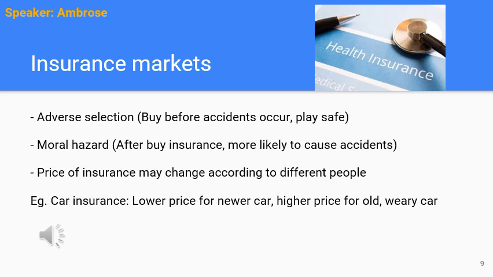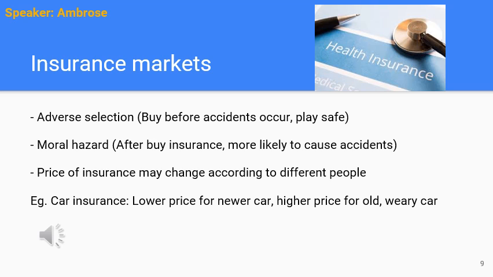There are two problems in insurance markets. The first problem is adverse selection. It means you buy insurance before the accident occurs, because you're trying to play safe. For example, you are an old person and you predict that in the future you will be getting cancer. If you are that person, then you will buy insurance immediately. So whenever you actually have cancer, you can use your insurance to cover all those expensive medical costs.